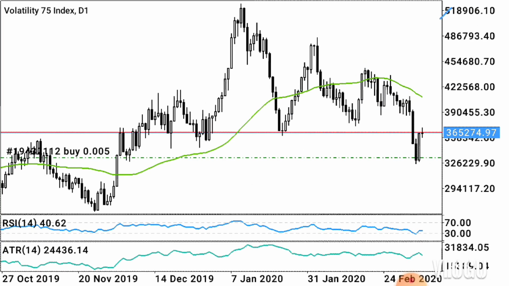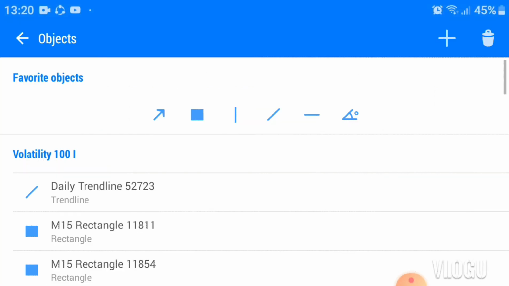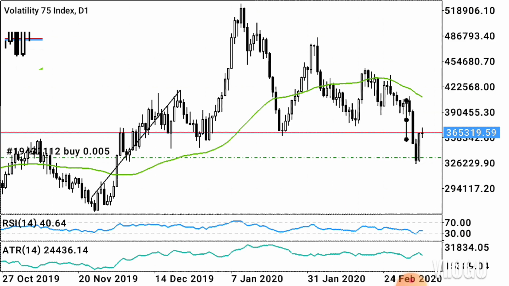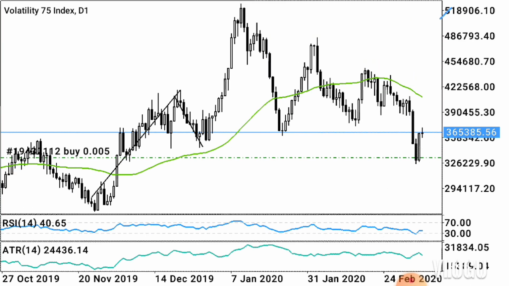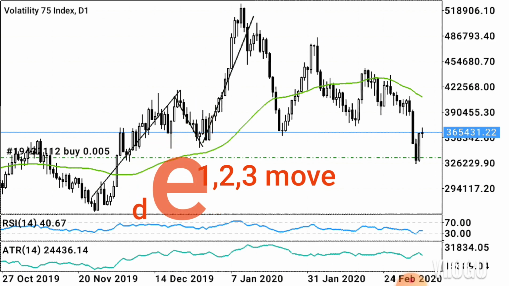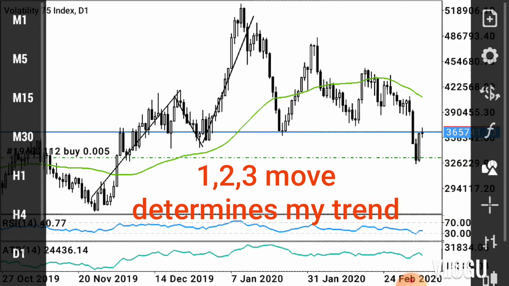So firstly, I look at my trend. I determine it by using a 1 2 3 move. So it's one, and then I pull back. It's two. Okay, what is it doing now? And then the last impulsive move, we call it the three move. So this is my 1 2 3 move that I use to determine my trend. So once I have this, I know that I'm in an uptrend.